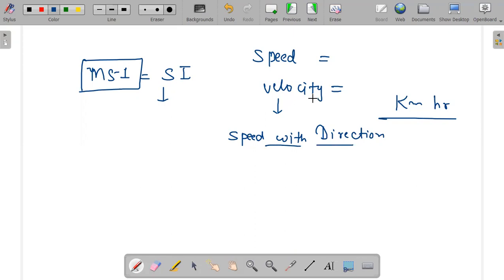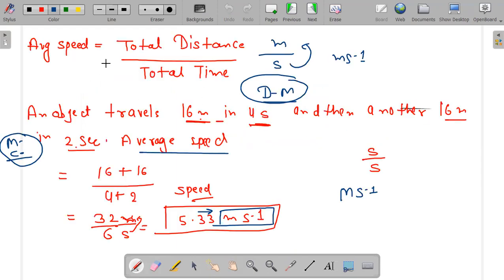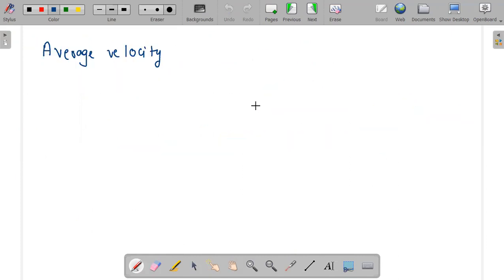Now we have another formula, and it is average velocity. Okay, average velocity. We studied about average speed. Now we are going to study about average velocity. Don't think that much, it is only speed with direction. So I'm having two formulas for this.